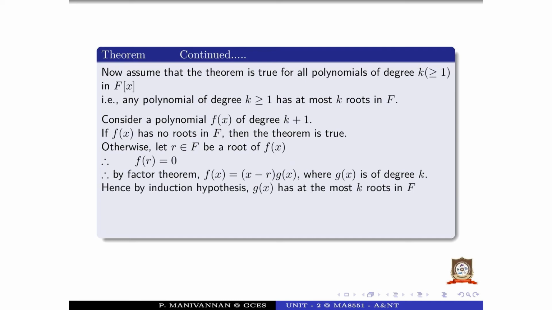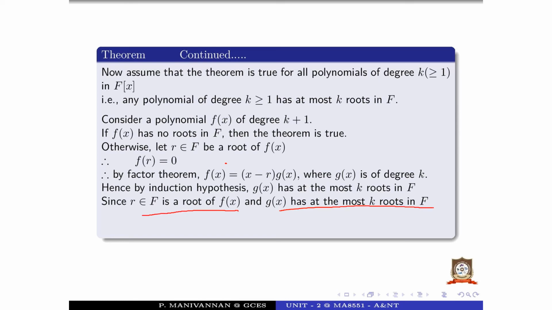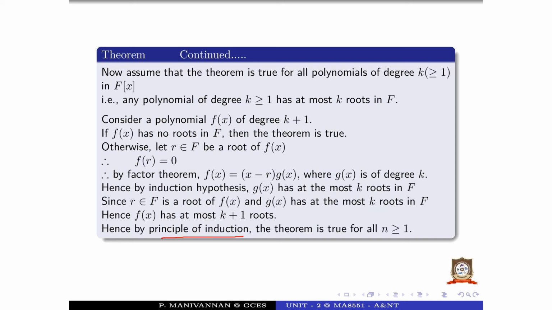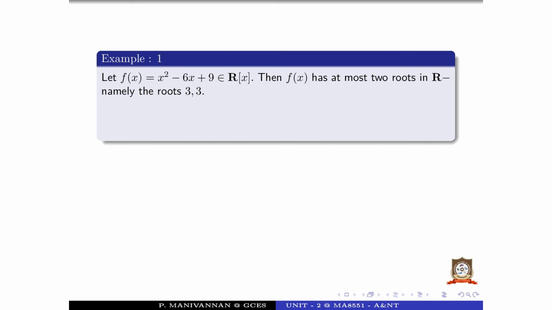By the induction hypothesis, g of x has at most k roots. Since r belonging to F is a root of f of x, and g of x has at most k roots, therefore here one root, here k roots. Therefore f of x has at most k plus 1 roots. By the principle of mathematical induction, the above theorem is true for all n greater than or equal to 1. Then the example.